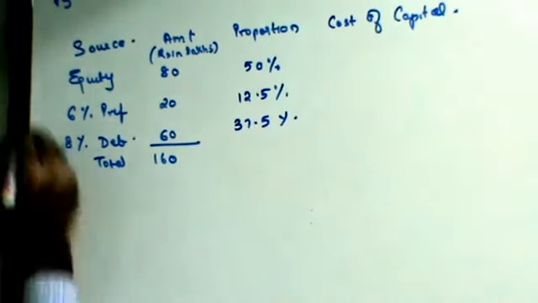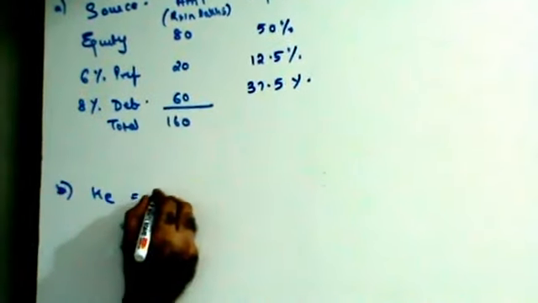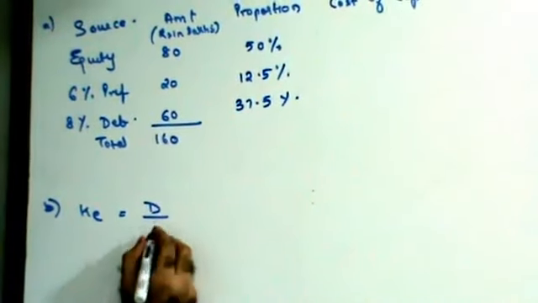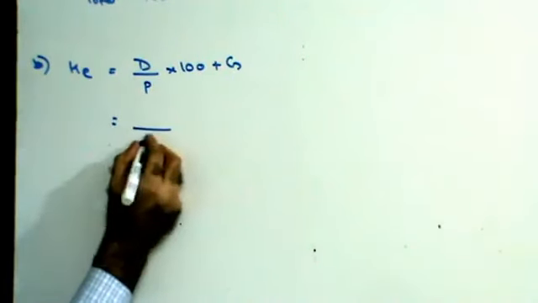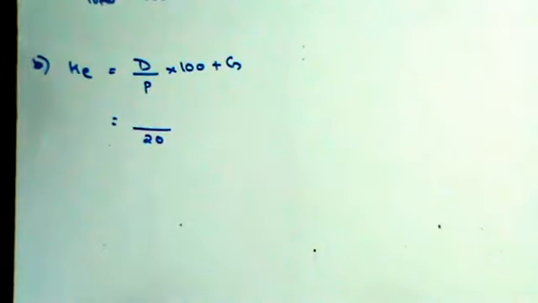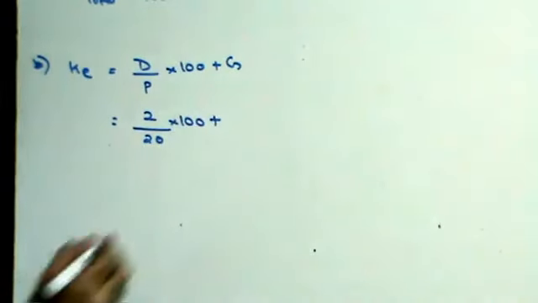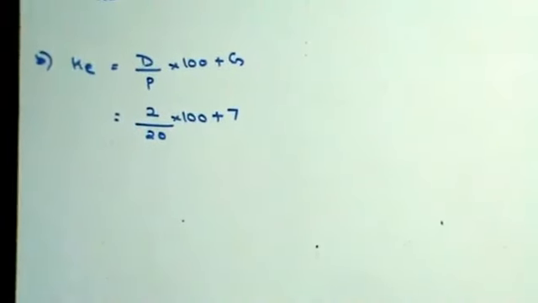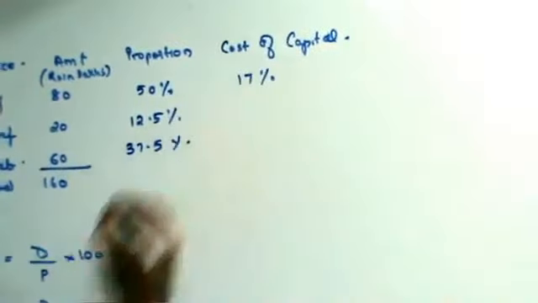Now, how do I find out cost of equity? Cost of equity is given by the formula dividend per share upon market price per share into 100 plus growth. They have given me that the shares of the company sell for 20 rupees. That means the market price per share is 20. It is expected that the company will pay next year a dividend of 2. So dividend is given to you as 2. Growth is given to you as 7%. So this will work out to 17%. So cost of capital is 17%.